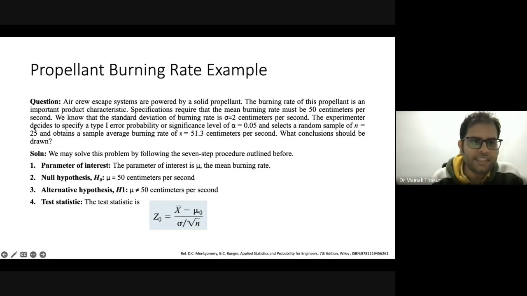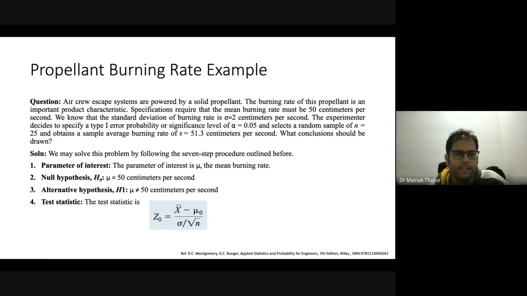The experimenter decides to specify a type 1 error probability, or significance level, alpha equals 0.05, and selects a random sample of n equals 25, and obtains a sample average burning rate of 51.3 centimeters per second. What conclusion should be drawn? Now we may solve this problem by following this 7-step procedure. Mu is the parameter of interest here. The null hypothesis is mu equals 50 against mu not equal to 50. What else is known? Sigma is 2, n is 25, alpha is 0.05, and the observed sample mean X bar is 51.3. What is your test statistic? We have talked about it. The test statistic is this.